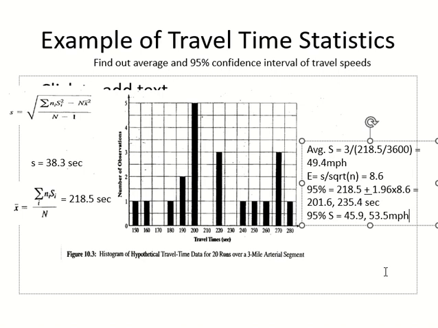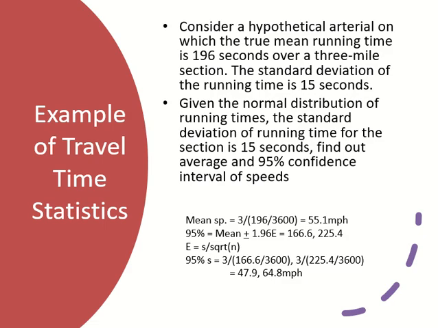Now this data is about what? Travel time. And what about this one? Which time is this? After true, what is this? True running time. Okay. So we have travel time and we have running time.